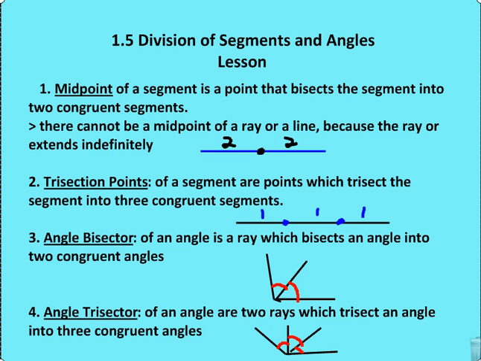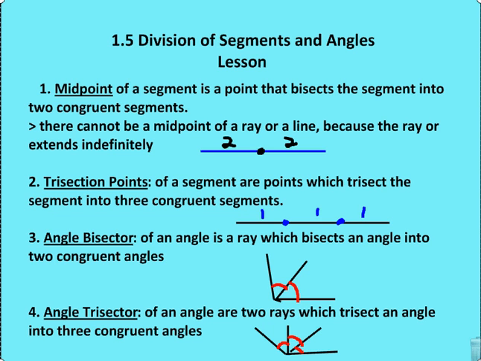In this edition of Auten Math, we're going to quickly review some of the vocabulary involved in the division of segments and angles for geometry. First, we want to talk about a midpoint. A midpoint of a segment is just a point that bisects the segment into two congruent segments.